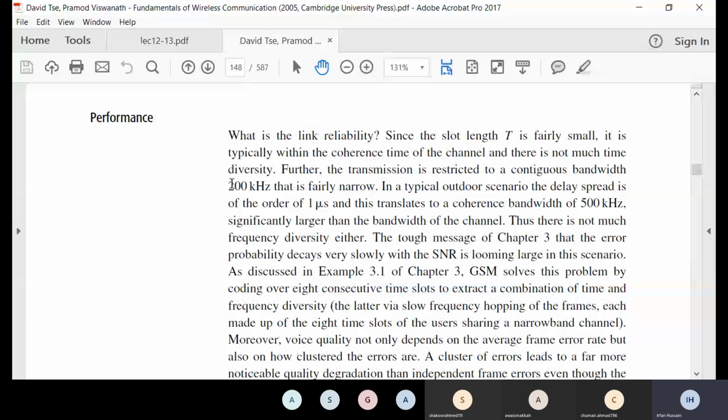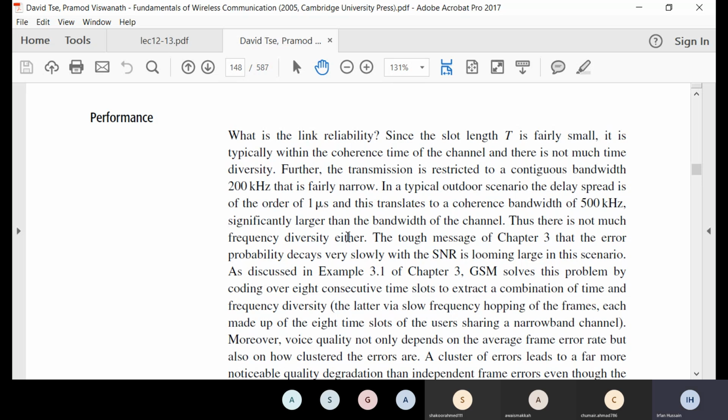Then you have a bandwidth of 200 kilohertz, which is also fairly narrow. Why? Because the coherence bandwidth is larger than this 200 kilohertz. Why? Because delay spread is 1 microsecond. If delay spread is 1 microsecond, then what is the coherence bandwidth? Coherence bandwidth is roughly 1 over delay spread. It could be 1 over 2 TD depending on the modeling. Let us just say it is 1 over TD. But TD is 1 microsecond, so 1 over 1 microsecond, it means 1 over 10 to the power minus 6.